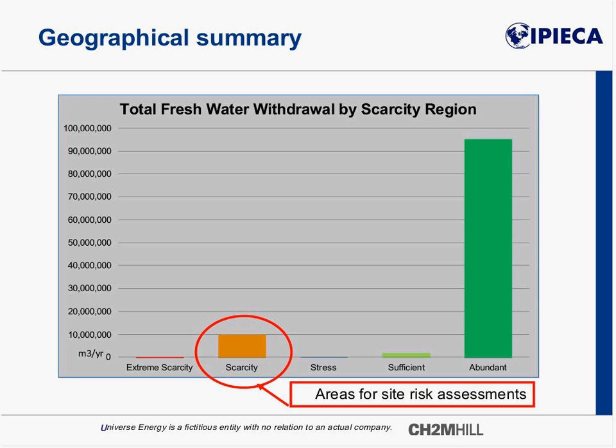I looked at the areas of water scarcity defined by these external stress factors, and then I added up how much fresh water was used in each one of these categories. And the good news is almost all of our fresh water is used in abundant areas. That made me feel better as being a responsible water manager for Universe Energy, but we did have 10 million cubic meters per year of fresh water used in areas of scarcity. And these are areas that we really need to go take further look at, and that's what we did next.